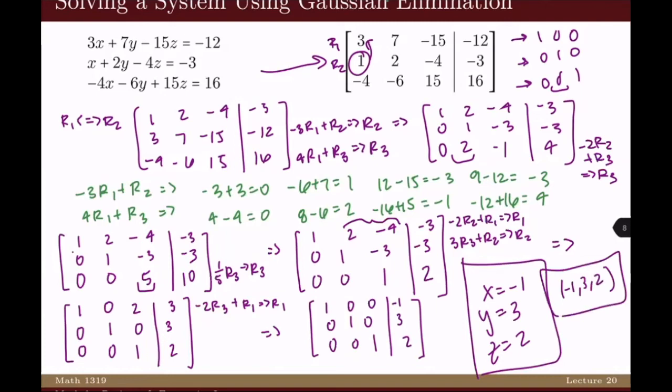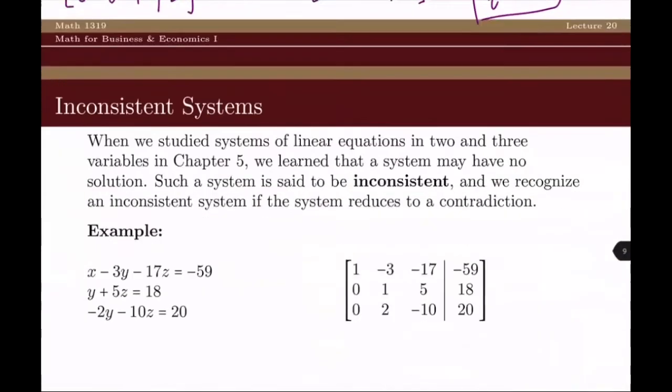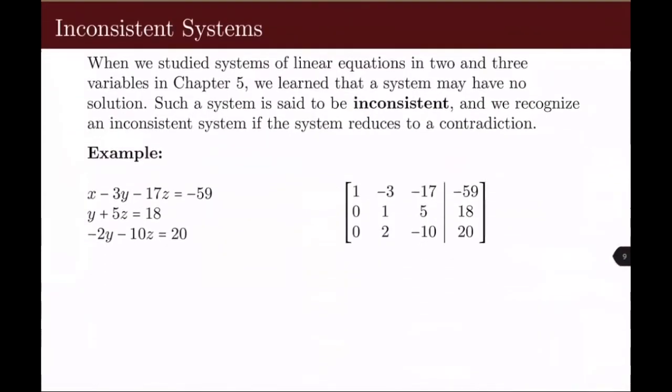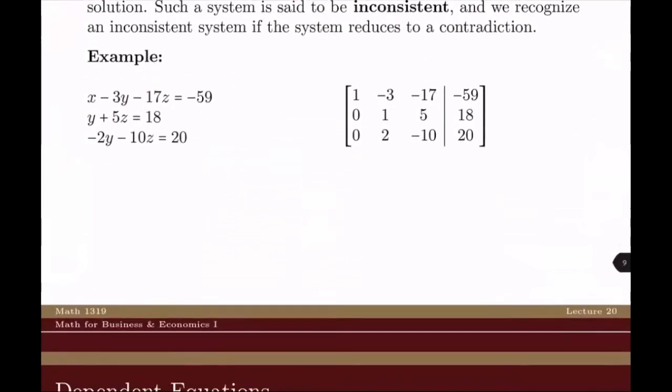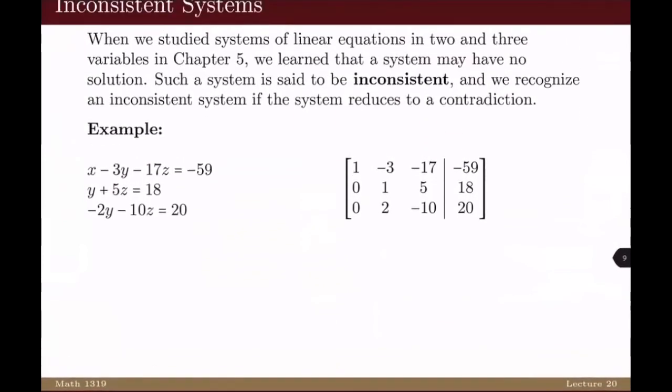Moving on. When we studied systems of linear equations in 2 and 3 variables in chapter 5, we learned that a system may have no solution. Such a system is said to be inconsistent, and we recognize an inconsistent system if the system reduces to a contradiction. All this is saying is when you put it into reduced row echelon form, you can't have a contradiction.